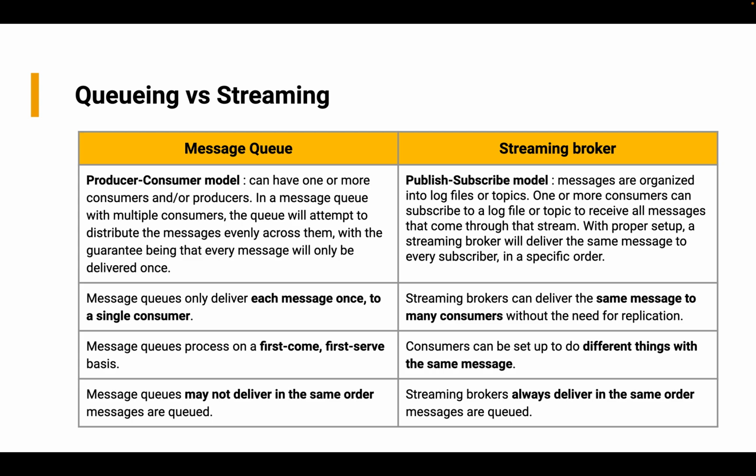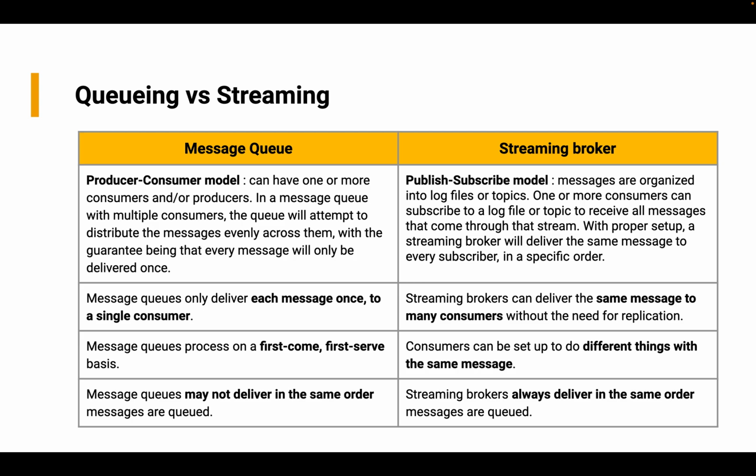For a streaming broker, it is a pub/sub model, where messages are organized in a long log file frequently called topics, and one or more consumers actually subscribe to the topic or the log file to listen on the data. So with the proper setup, the same message can be actually delivered to all the subscribers without even doing any replication. So that is a fundamental difference. In the message queue, each message is delivered only once. So once it is consumed, the message is gone from the message queue. On the other hand, in the streaming broker, the message is available even after it is consumed.